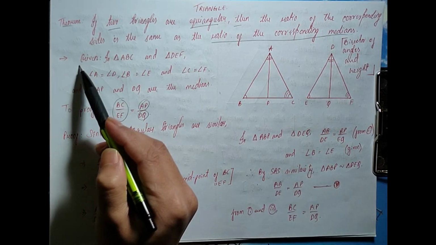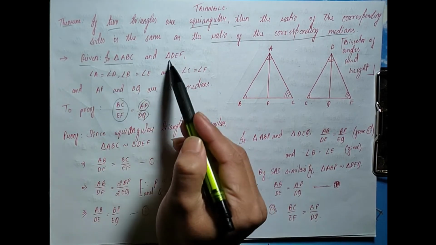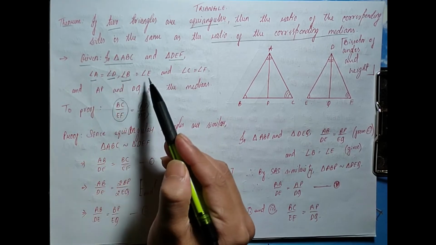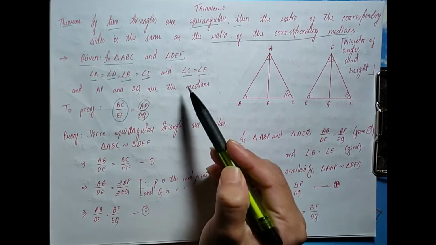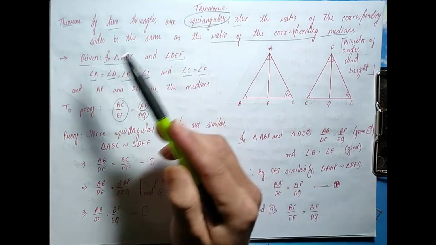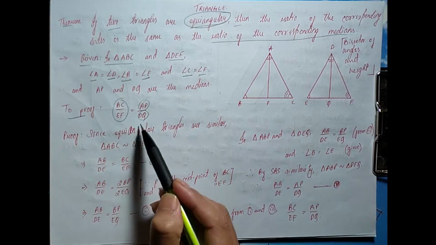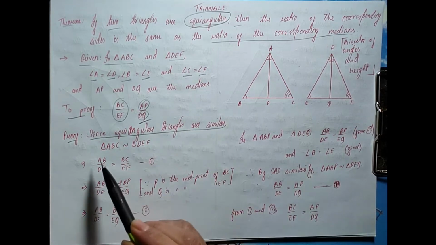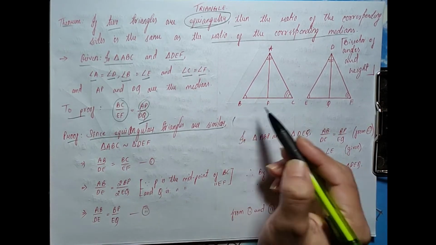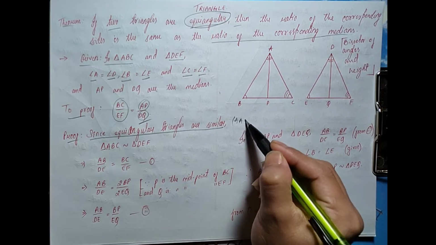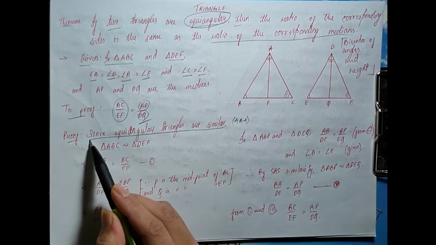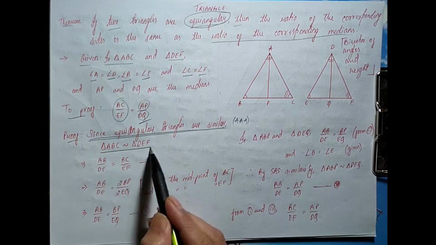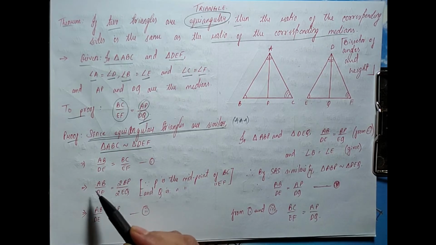So let's do that. Given in triangle ABC and in triangle DEF, angle A equals angle D, B equals E, and C equals F. Why? Because they are equiangular. To prove this, how do we prove that? Since equiangular triangles are similar, we can see that all angles are equal, so by AAA they're similar. So we can simply say that since equiangular triangles are similar, triangle ABC is similar to triangle DEF.